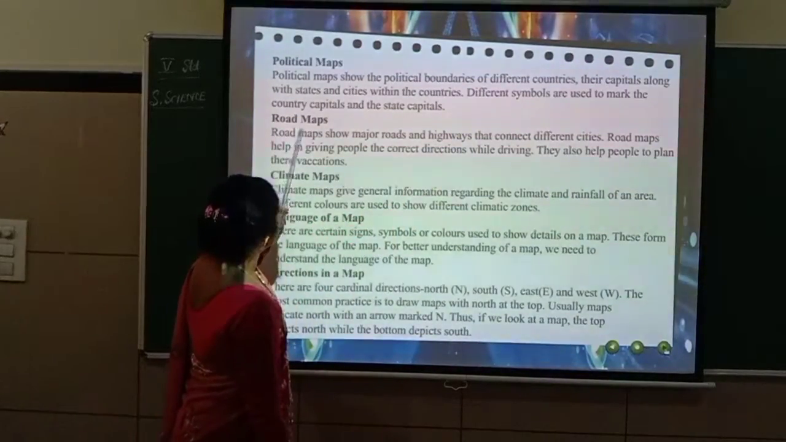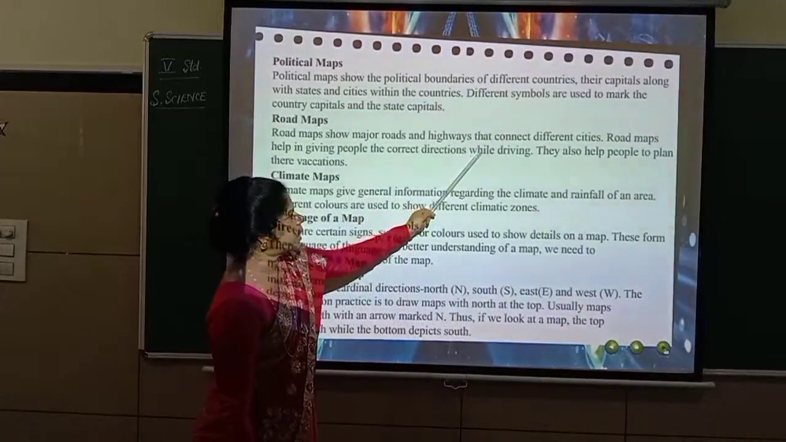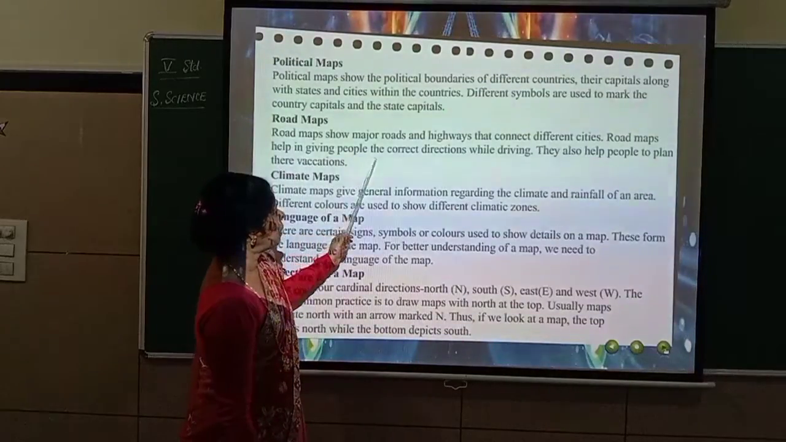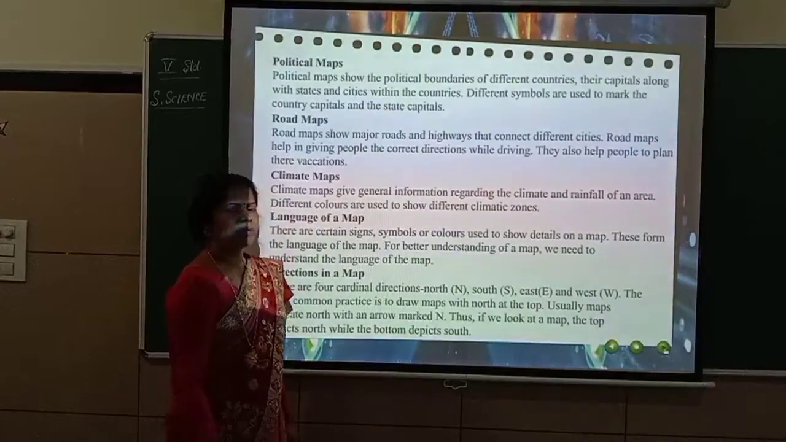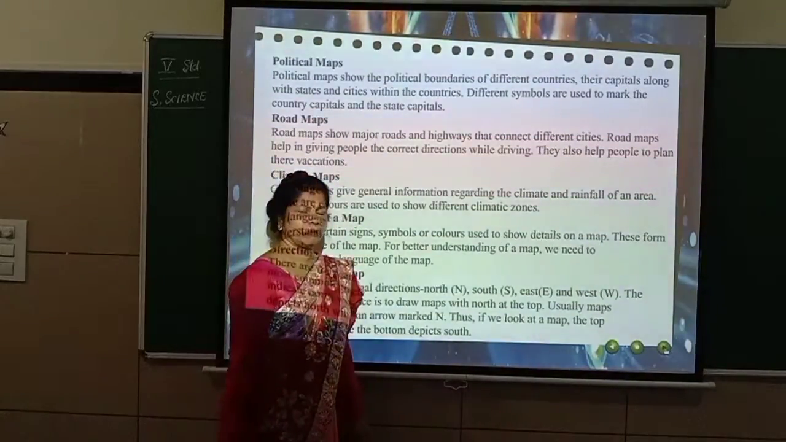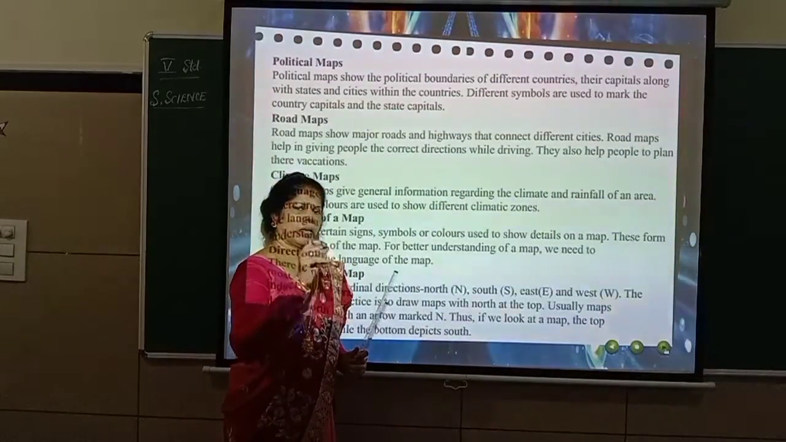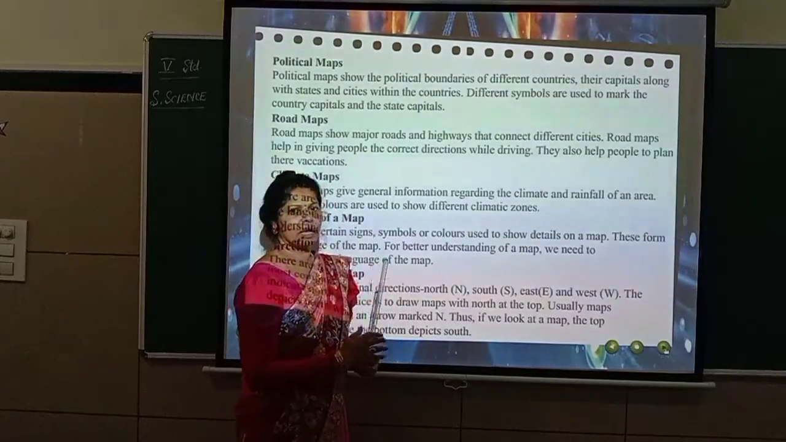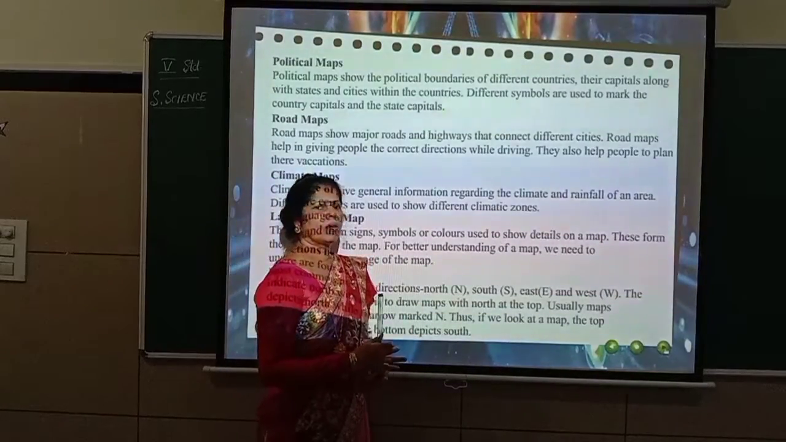Coming to road maps. Road maps show major roads and highways that connect different cities. Road maps help in giving people the correct directions while driving. So nowadays, if you have a mobile and you put in the location where you have to reach, even if you don't know where exactly it is, that is your destination, and you just keep it in front of you, if you are going by two-wheeler or car or whatever it is, what will happen?